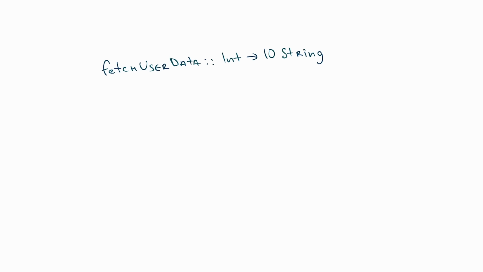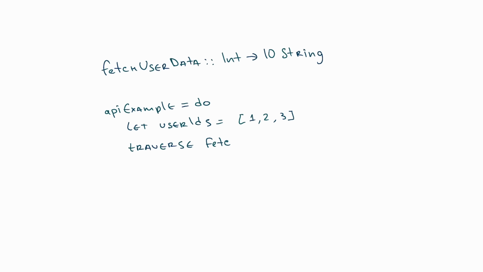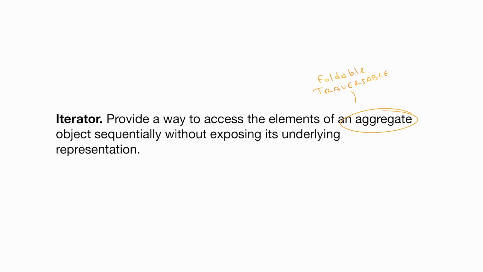For example, if we have functions to fetch users, we've seen IO before. It's some function that takes an integer. Let's say it takes a user ID and goes to the database and returns the name of the user, some user data. If we have a list of integers, we can traverse with fetch user data on all of those users' IDs and sequentially return all of them. The thing is, if IO fails, if one of the operations fails, the whole traverse is going to fail.